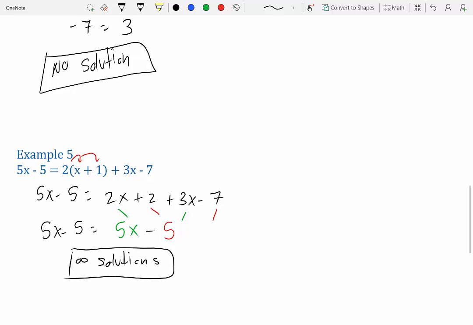So that's it for 2.1. Just solving for x. I know you guys are really good at it by now, but just a quick refresher, just in case it's been a couple years. And the next video will be 2.2.